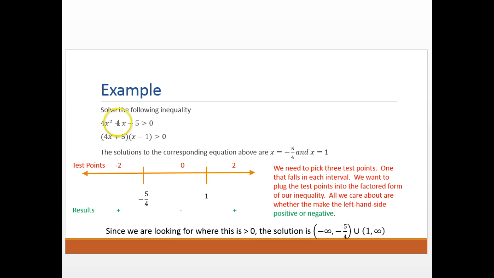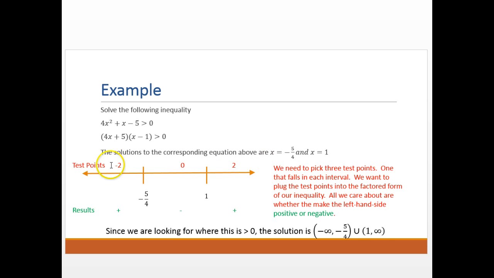We have 4x squared plus x minus 5 is greater than 0. Everything's already on one side, so I'm simply going to factor. This factors to 4x plus 5 times x minus 1 is greater than 0. So the solutions to the corresponding equation would be negative 5/4 and 1. So I'm going to set up a number line. Here's my number line with the numbers negative 5/4 and 1. This gives me three intervals: the interval to the left of negative 5/4, the interval between negative 5/4 and 1, and the interval to the right of 1.